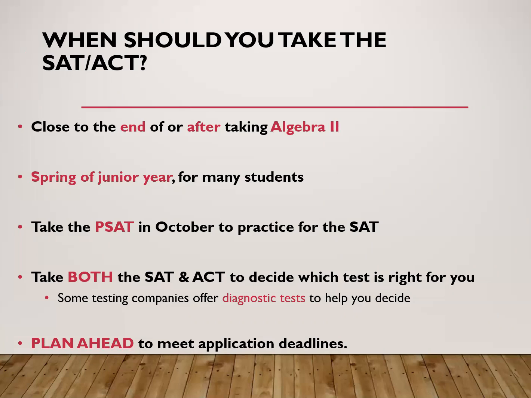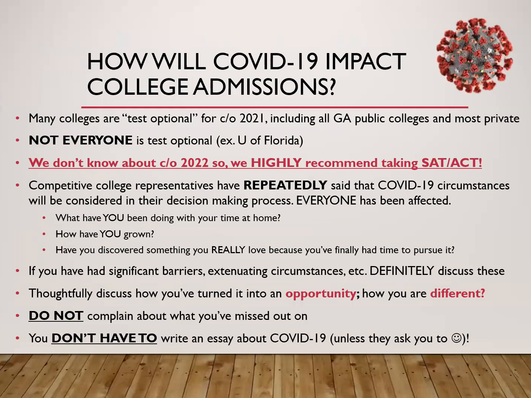I would encourage you to take both the SAT and the ACT, or at least do a diagnostic test to help you figure out which one is going to be the better fit. Then focus your energies and your test prep on whichever test seems to be the better fit for you. Make sure you're planning ahead to meet those application deadlines, because if you're applying in October, you need to test early enough so that your test scores come back in time for that October deadline. Just keep those things in mind.